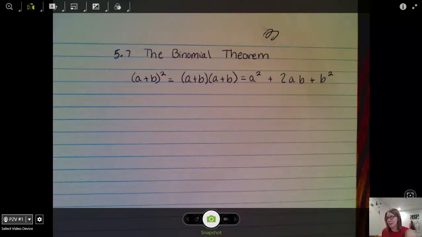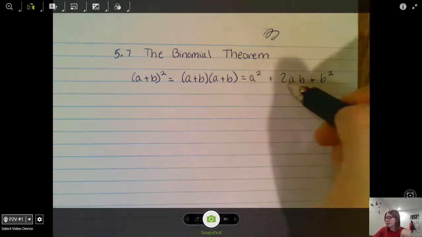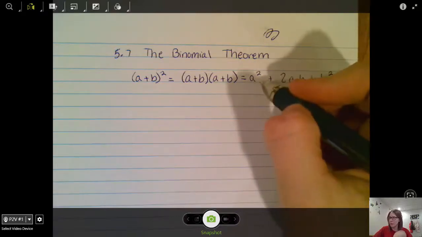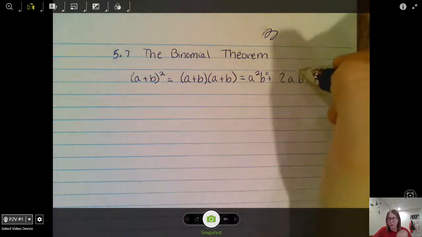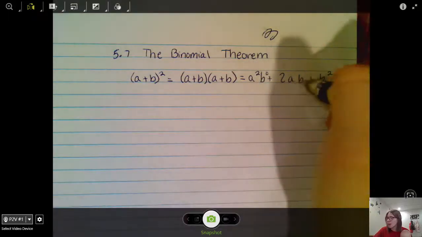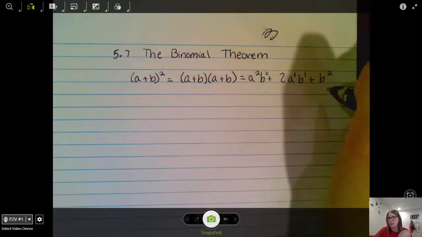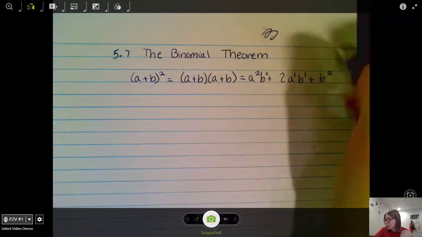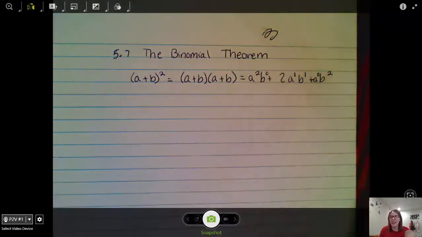Now let's take a second and look at this. Okay, I have a squared here. I don't have a b, but it's really b to the 0 power because anything to the 0 power is just 1. And this 2ab is the same thing as 2a to the first, b to the first. And where I see a b squared here, you could also put an a to the 0 power there. And then when we do that, we can kind of see a pattern that follows.